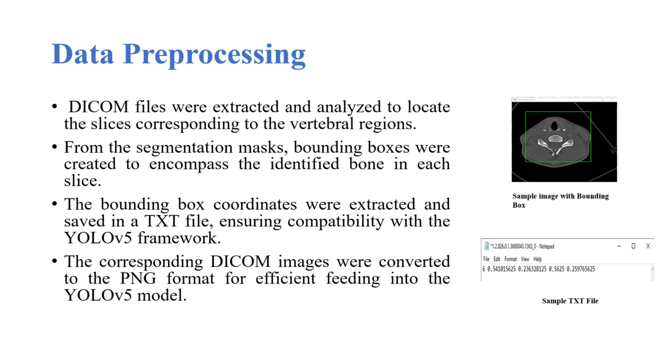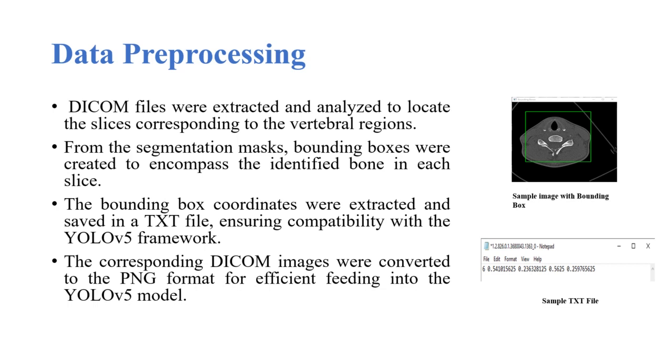Next slide, data pre-processing. Now let's look at the details of our data pre-processing phase. The first step involves extracting and carefully analyzing DICOM files to identify the slice that corresponded to the relevant vertebral regions. Next, based on the segmentation marks, bounding boxes were skillfully generated to encapsulate the identified bones within each slice.